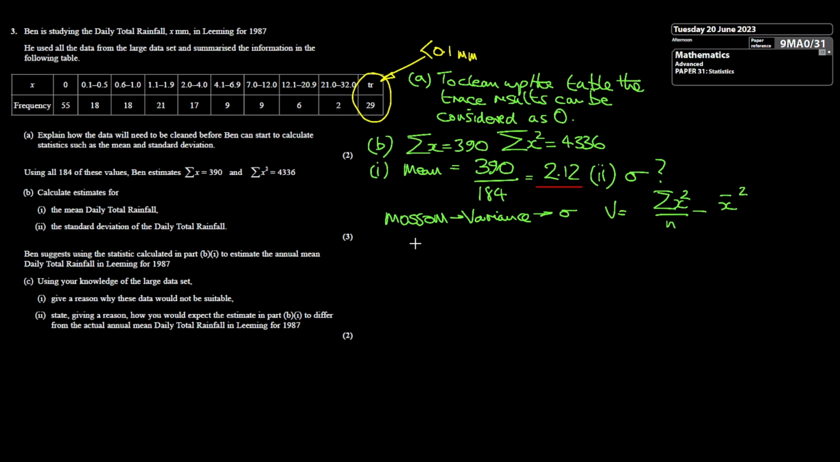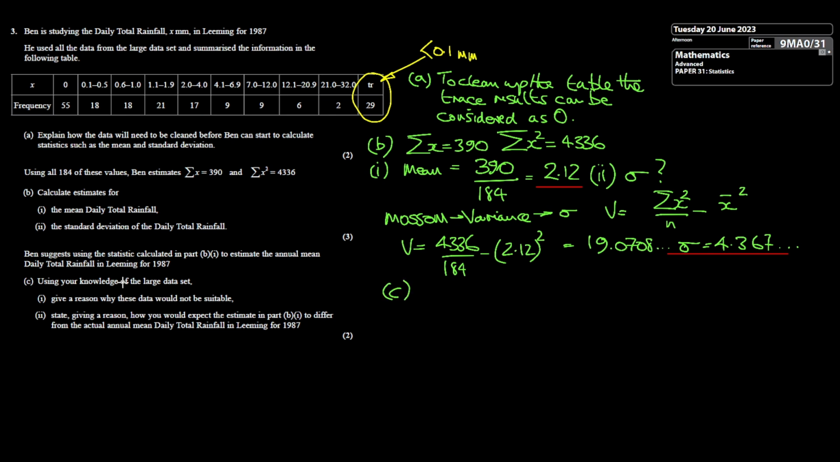So popping our values in, we get that V is equal to, as we've said, 4336, divided by 184, minus the answer to the mean, which is 2.12, which we square. And that I get as 19.0708. And if we square root, we get an answer of 4.367. And that's the answer to the second part of that question.